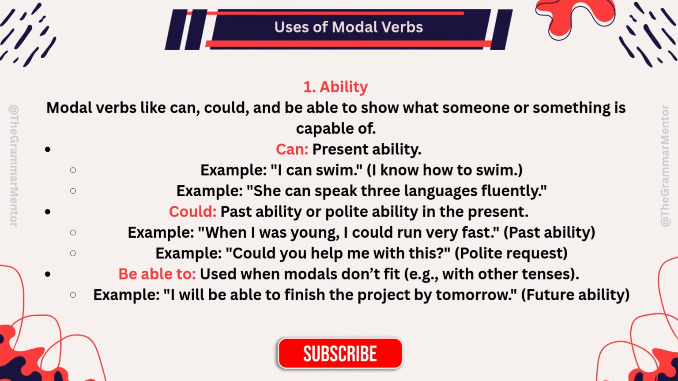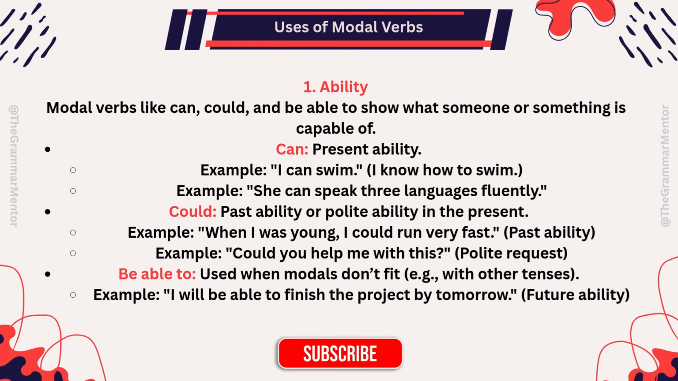Uses of modal verbs. 1. Ability. Modal verbs like can, could, and be able to show what someone or something is capable of. Can: present ability. Example, I can swim. I know how to swim. Example, she can speak 3 languages fluently.